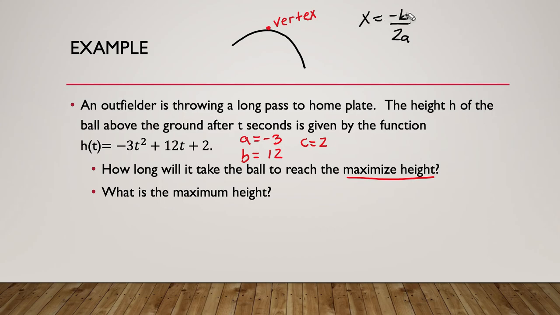So now I'm going to go to my formula for the vertex, and I'm going to plug my values in. In place of the b, I'm going to plug in a 12, and in place of the a, I'm going to plug in a negative 3. So now we'll have negative 12 on the top, and 2 times negative 3 is negative 6 on the bottom. And so my x value is going to be 2. So what I know right now is that the vertex point has a first coordinate of 2.